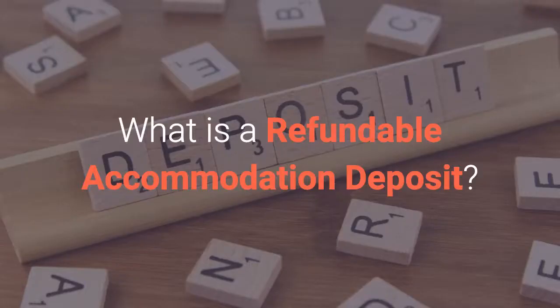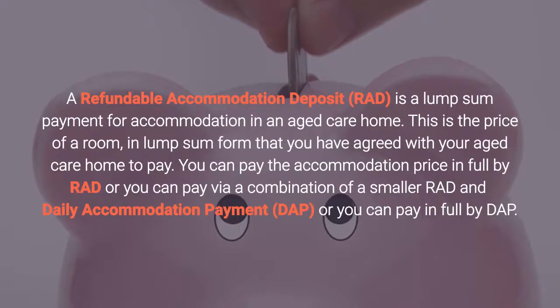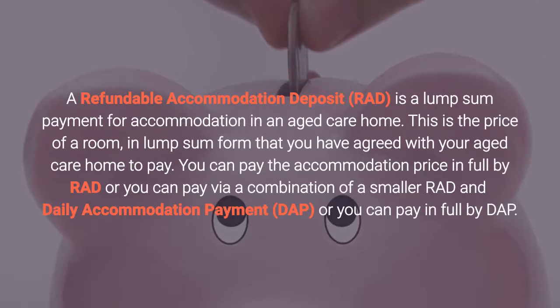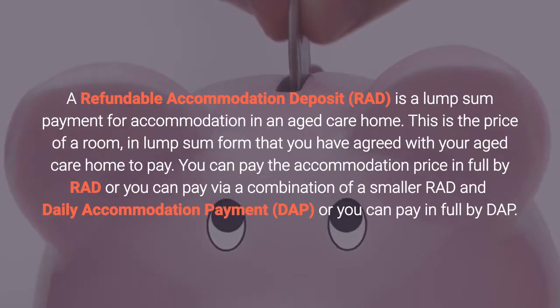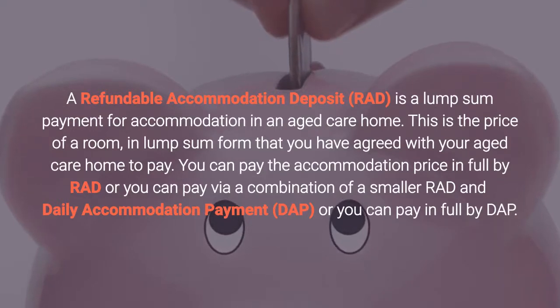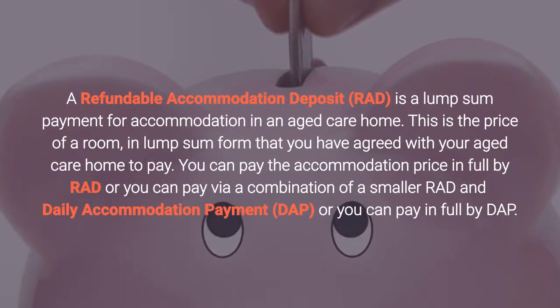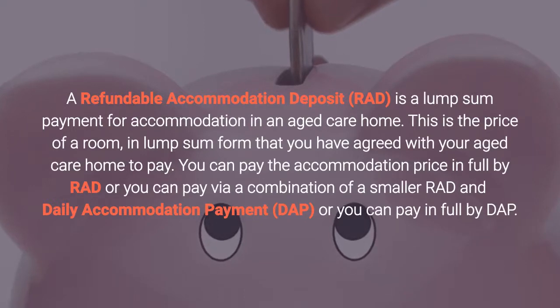What is a refundable accommodation deposit? A refundable accommodation deposit, known as a RAD, is a lump sum payment for accommodation in an aged care home. This is the price of a room in lump sum form that you have agreed with your aged care home to pay. You can pay the accommodation price in full by RAD, or you can pay via a combination of a smaller RAD and a daily accommodation payment known as a DAP, or you can pay in full by DAP.